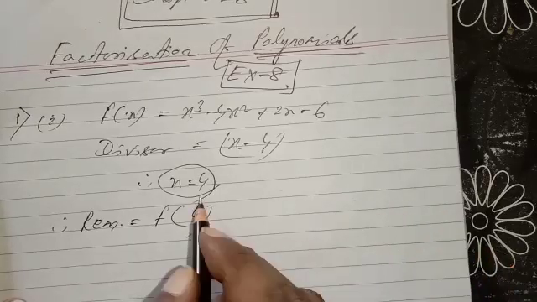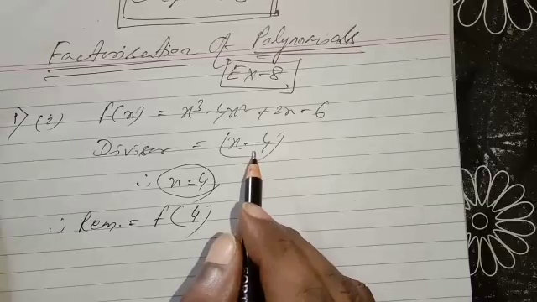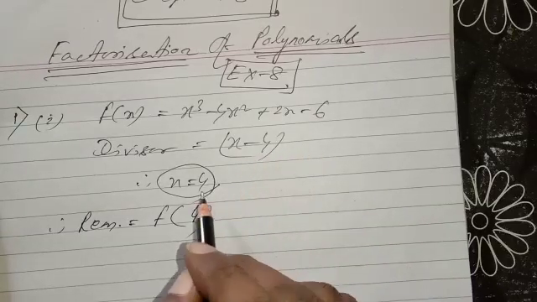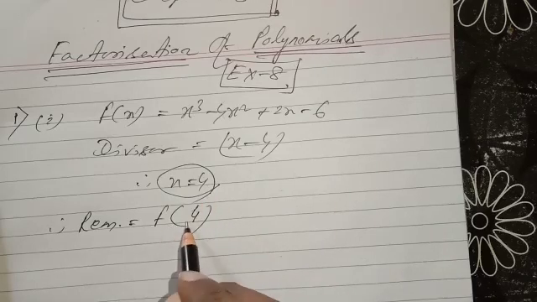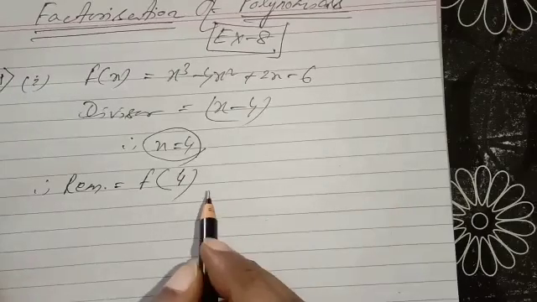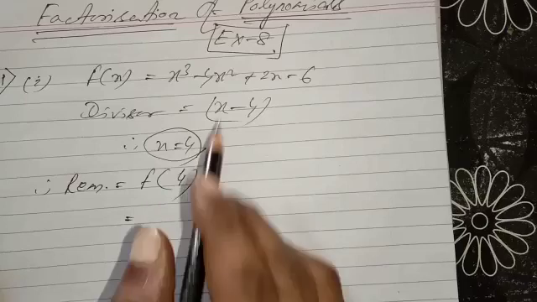Where am I getting the 4? Because the divisor is x minus 4. Make that divisor equal to 0, then find the value of x, which comes to 4. And f of 4 is the remainder. Means without division we can find the remainder directly by putting x equal to 4 in the given polynomial.